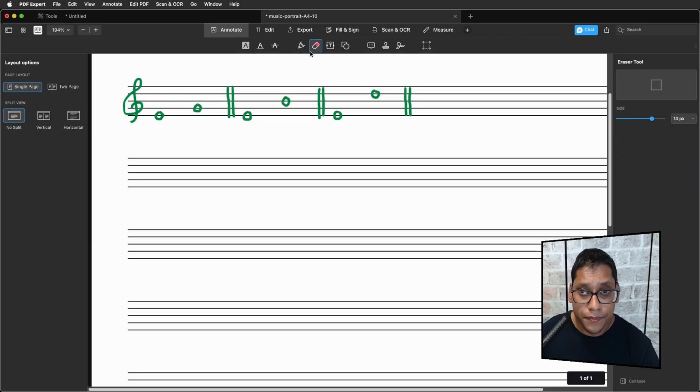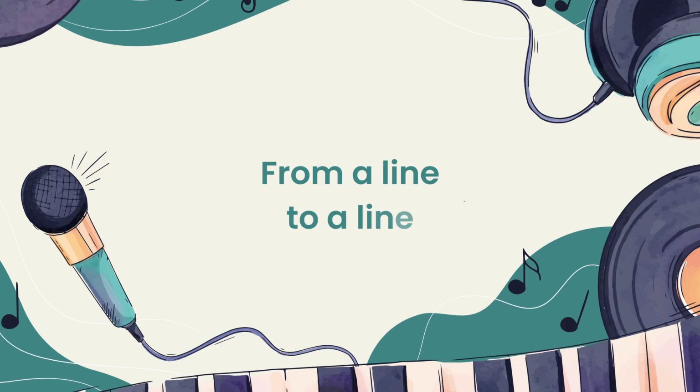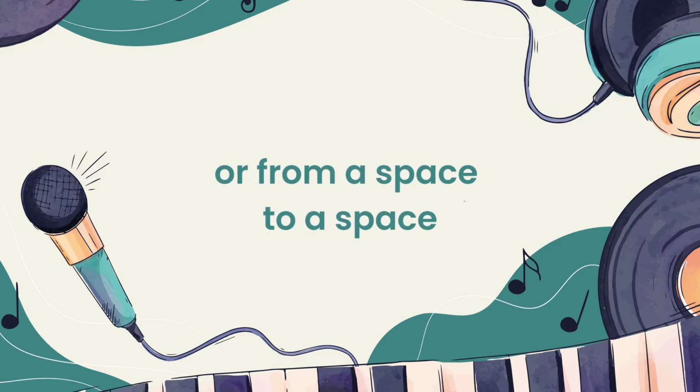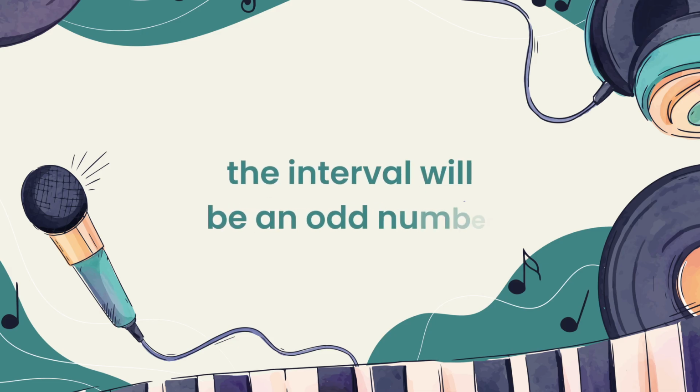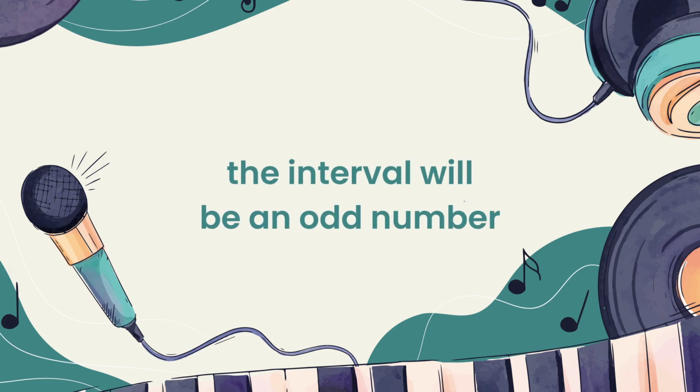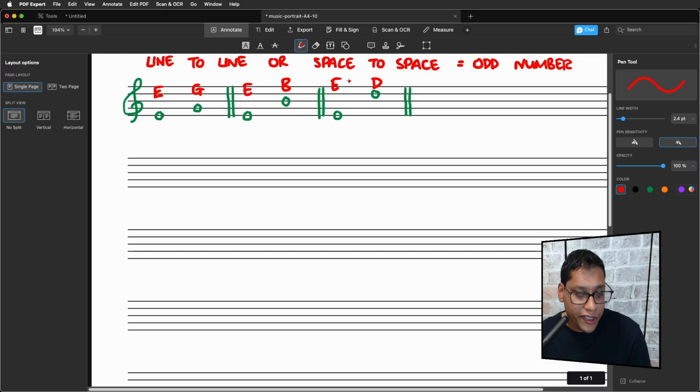Right, so here's how we work this out. If your notes are going from a line to a line, or from a space to another space, this will make your interval an odd number. So E to G, that first interval from a line to literally the next line, that interval will be a third. When we go to the next line up, missing out one, then the odd number gets higher. We go to the next odd number. And then when we go from the same E to the D, this time now we're missing out 2 lines instead of 1, this interval will be a 7th.